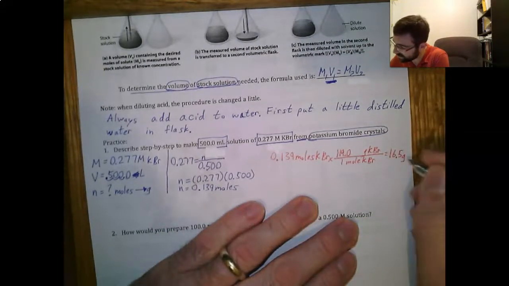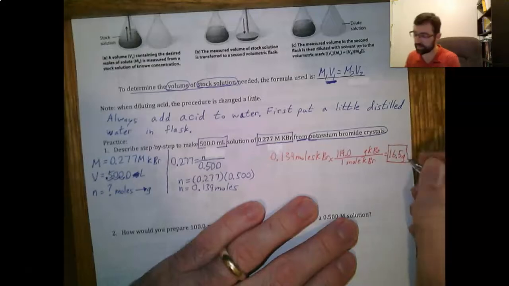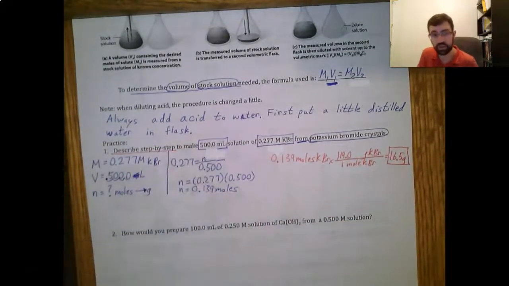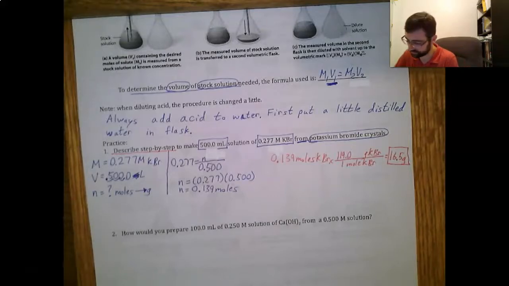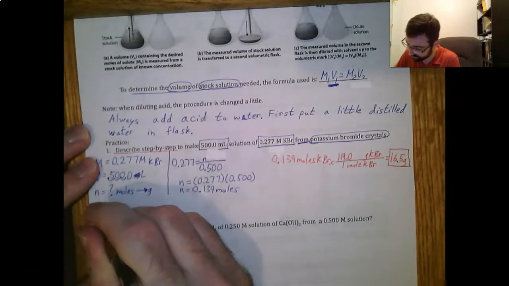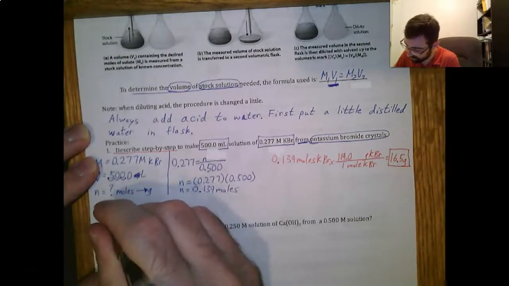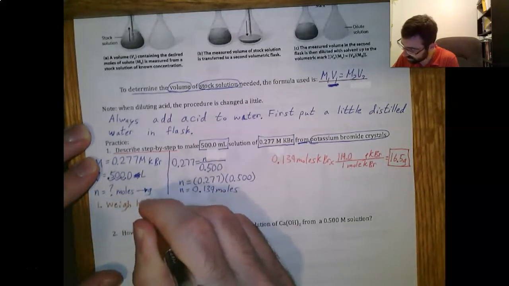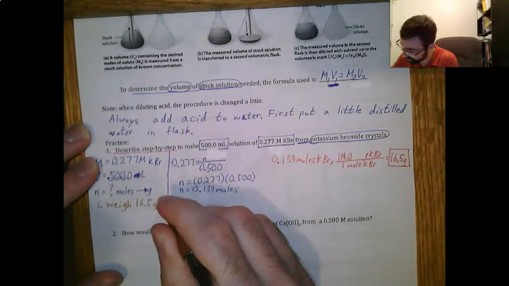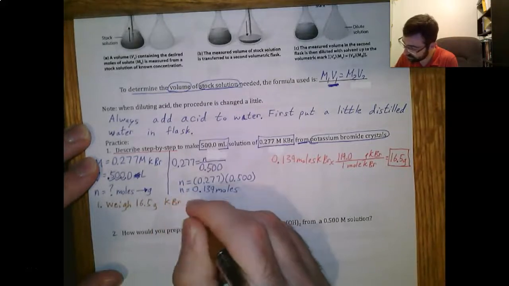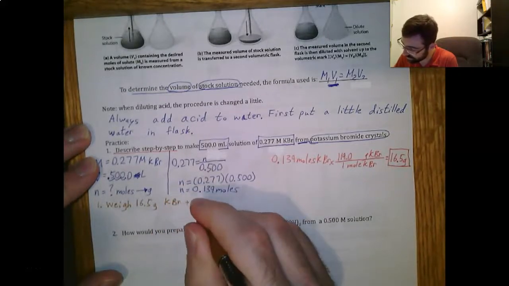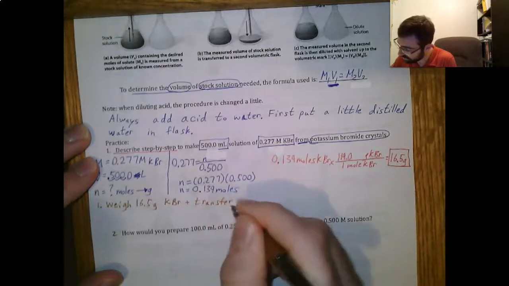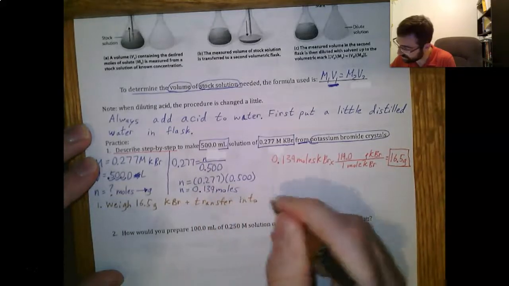All right, so there's a lot of math. Now we want to put it in words because it says describe step by step how to make this. So how do I make this solution? First, I'm going to weigh 16.5 grams of KBr and transfer it into a volumetric flask.